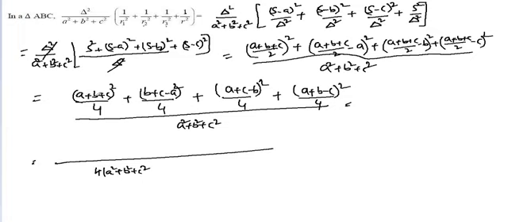The value of a square plus b square plus c square plus b plus c minus a whole square plus a plus c minus b whole square plus a plus b minus c whole square equal, that is 4 into a square plus b square plus c square. Here a square plus b square plus c square cancel, 4 cancel, that is equal to 1. Answer.